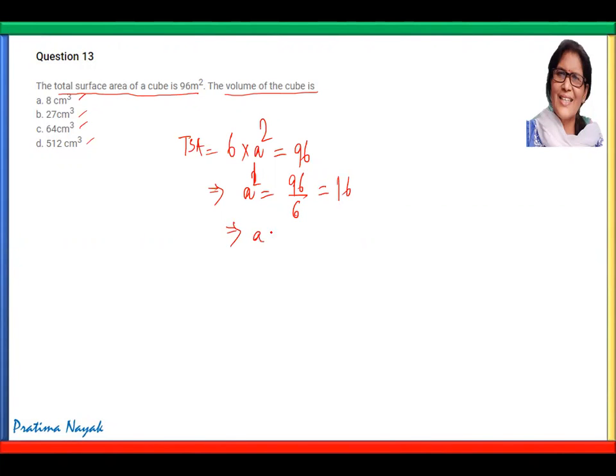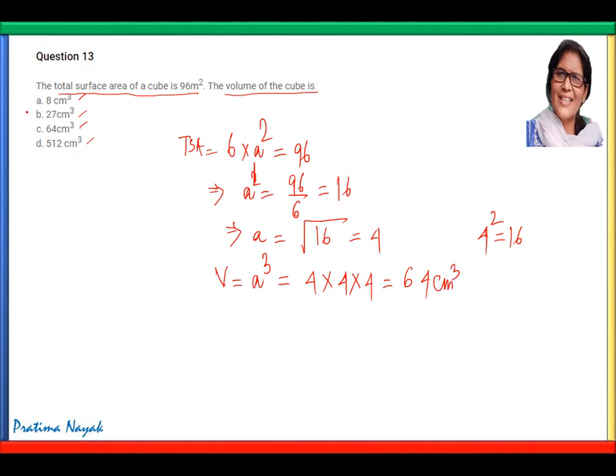Or a is equal to square root of 16. How much will it be? 4, because 4 square is equal to 16. The side is 4, then volume is equal to side cube. So a cube, a will be multiplied 3 times, 4 into 4 into 4. So 64 centimeter cube. Where is 64? C is the answer.